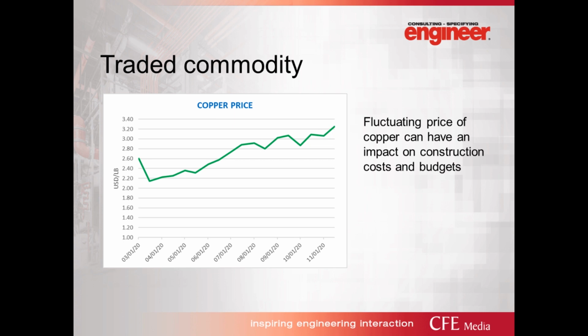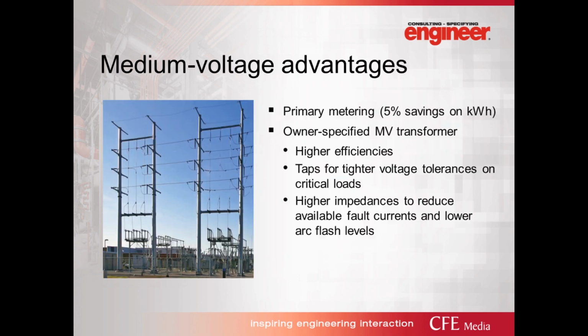So why is that important? Well, copper is really a traded commodity. The price of copper fluctuates. So if you do a budget review or you budget for your large project somewhere in April of this year, copper was about $2.30 a pound or $2.20. Now you go to build that project in November, and all of a sudden the price of copper is $3.20. So it can have a huge impact on the price of your project.